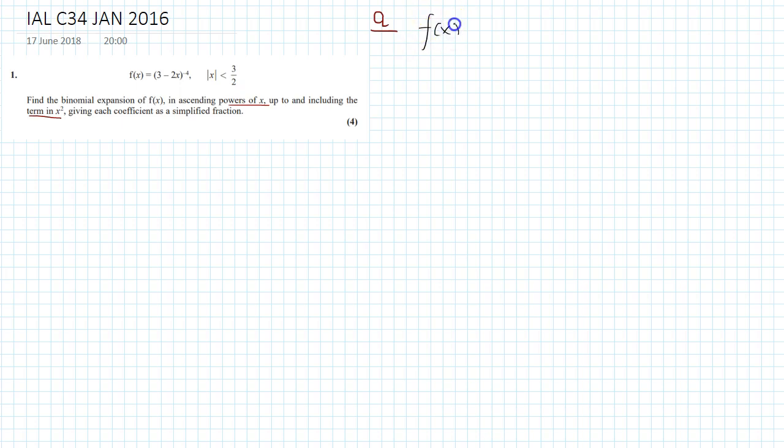f(x) is equal to, let's take 3 common, so this is 3 to the power minus 4, don't forget the power. Then we will divide both by 3, so this is (1 minus 2 over 3 x) to the power minus 4. So that will be equal to 3 to the power minus 4.